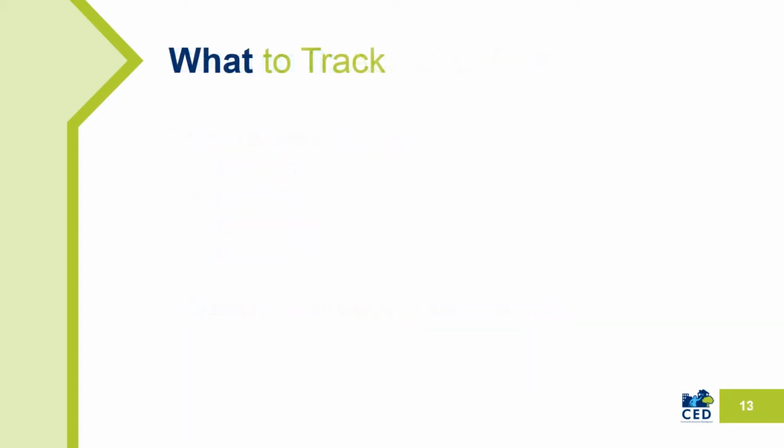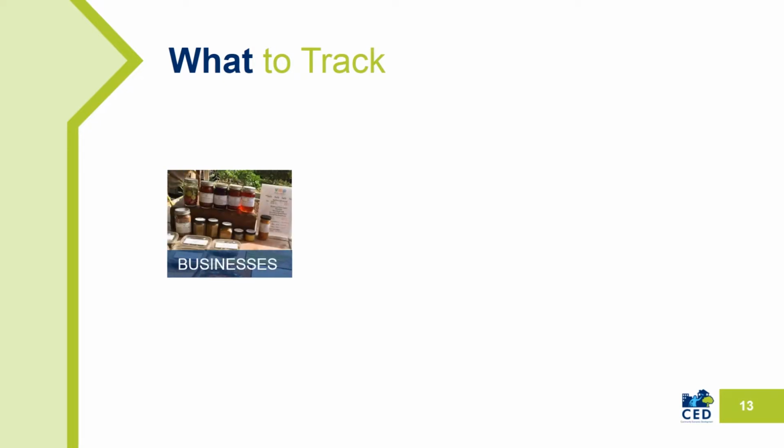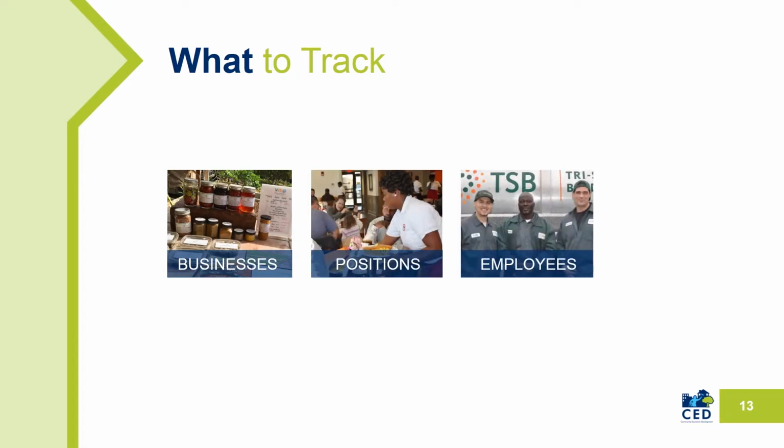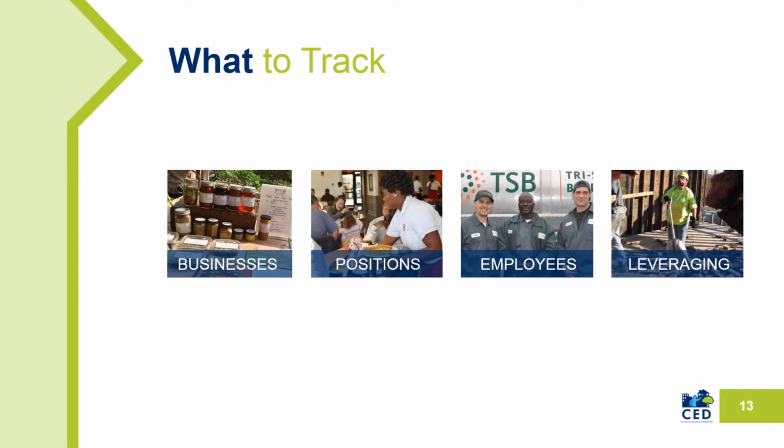Form A of the PPR consists of 30 indicators, which are broken out into 4 categories: businesses created or expanded, positions created, employees employed in those positions, and funds leveraged. Remember, the objective of the CED program is to create jobs for individuals with low income. Therefore, all indicators except for one collect data on individuals with low income.